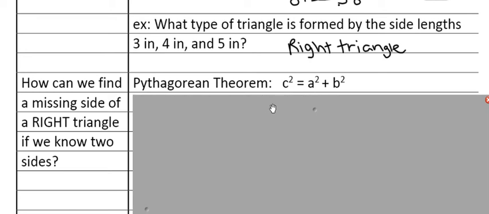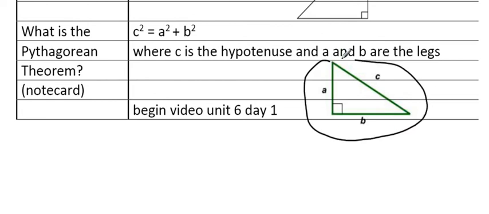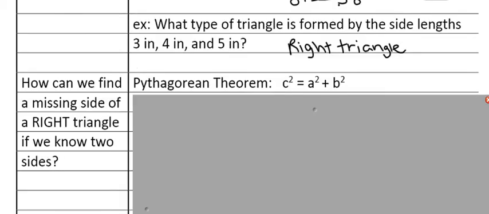The Pythagorean theorem says that c squared equals a squared plus b squared, and c represents the hypotenuse, a and b represent the legs. And you can recall this from the vocabulary where a and b were the legs and c was the hypotenuse. And again, if you can't remember the word hypotenuse, just remember that c represents the longest side.